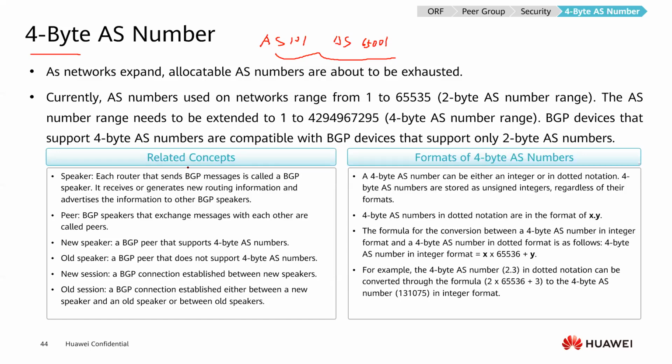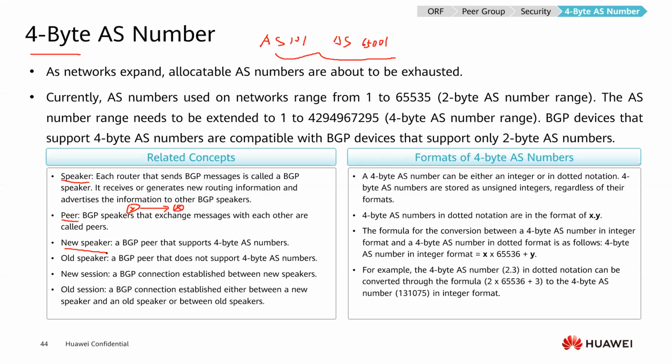First, we need to talk about some related concepts. First, the speaker. Speaker is a concept in the BGP network. The speaker is the device that sends and advertises the BGP packet, and another is the peer. This one is the speaker, which means it sends the BGP message, and the peer means my neighbor, the BGP neighbor.